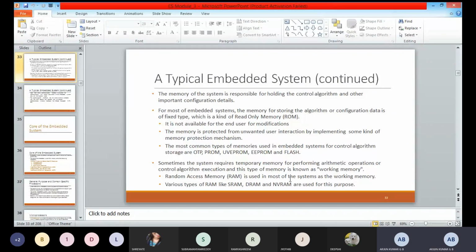ROM is a permanent memory. It can be used for storing the algorithm or configuration data of fixed type. Configuration data is nothing but setting some data. Based on the data only, the system will be operated. The output will be operated based on the set data.